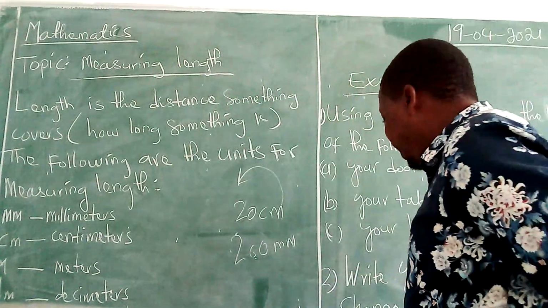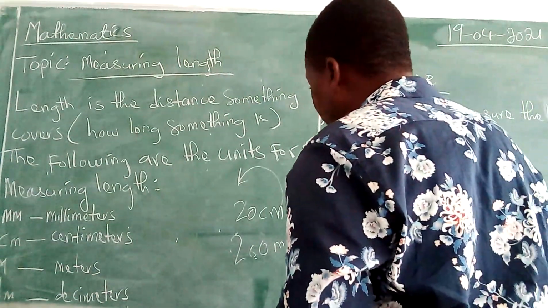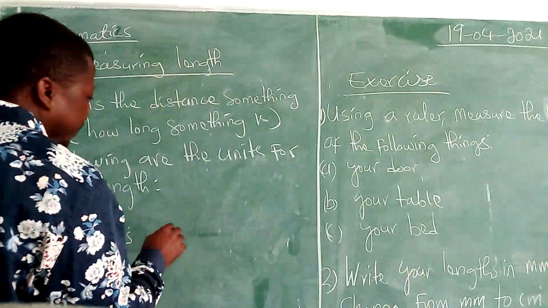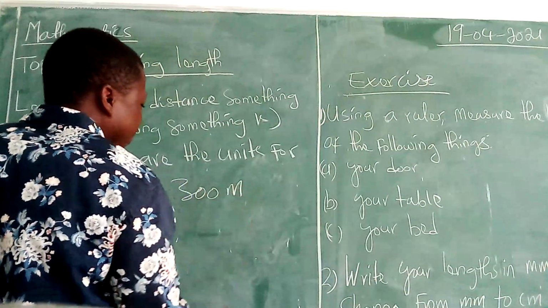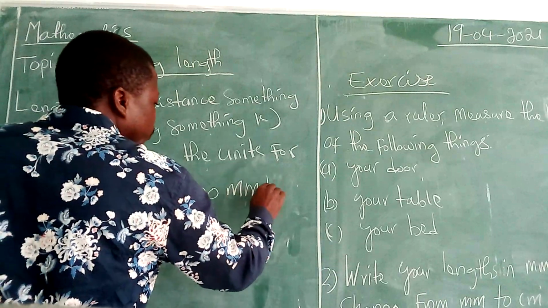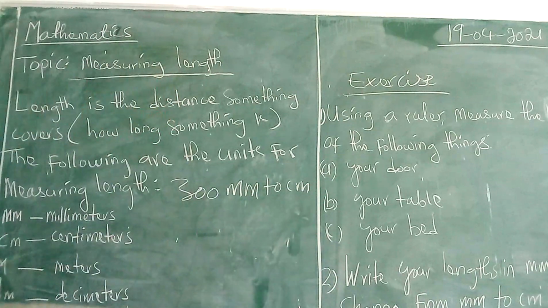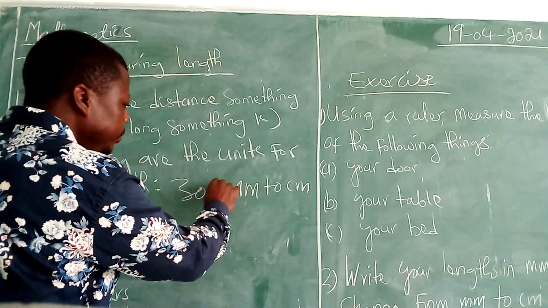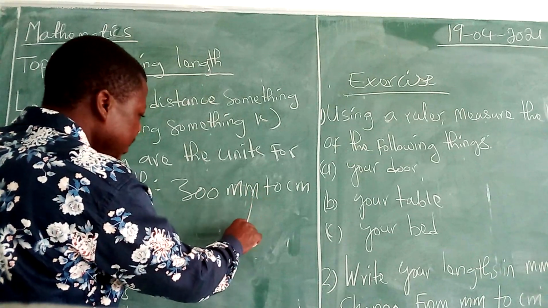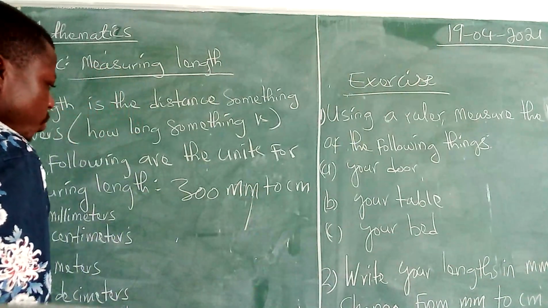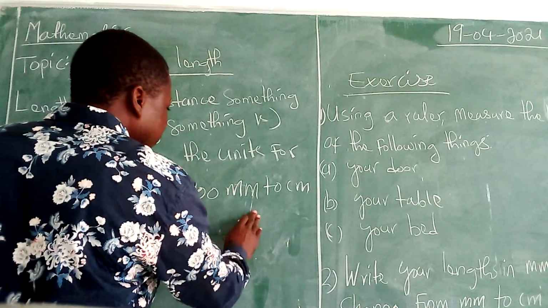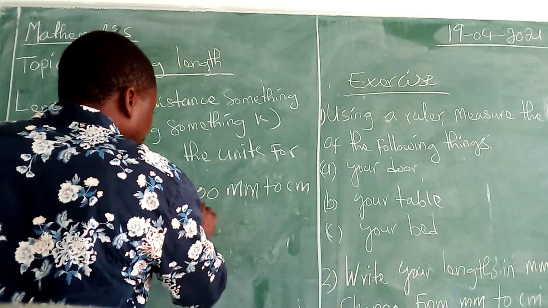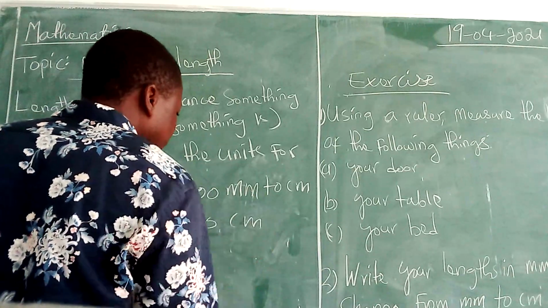So we are going to see how we can change between these units of distance. Let us say we have 300 millimeters to centimeters. Remember, in our last lesson, I told you that when you are moving from millimeters to centimeters, that means you are coming down. You eliminate 1 zero. So 300 millimeters become 30 centimeters.